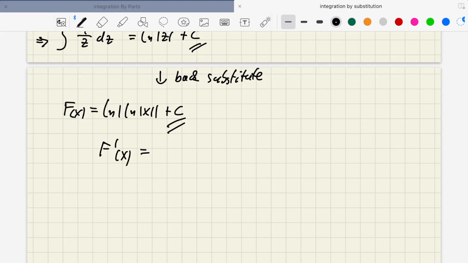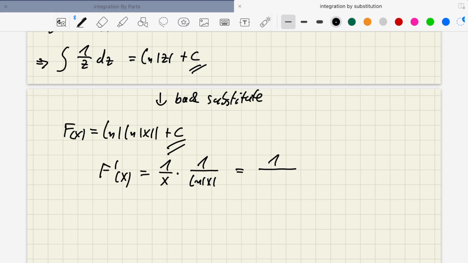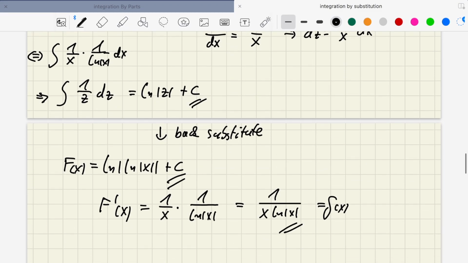Okay, we check. So we have the inner derivative, ln x is 1 divided by x, multiplied by the outer derivative, which is this function, 1 divided by ln x, which comes out to 1 divided by x ln x, which is equal to our starting function.